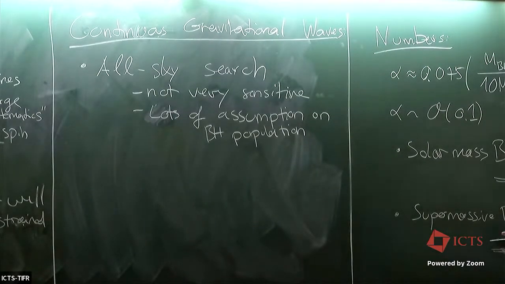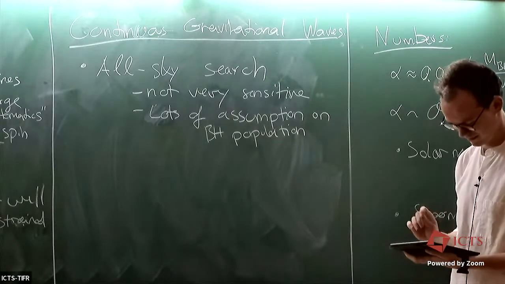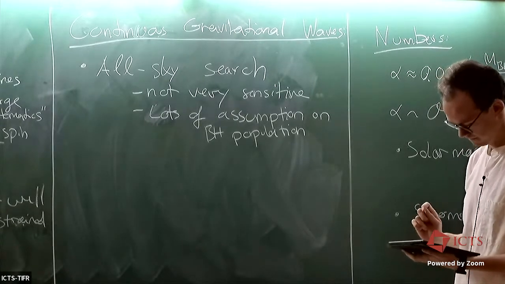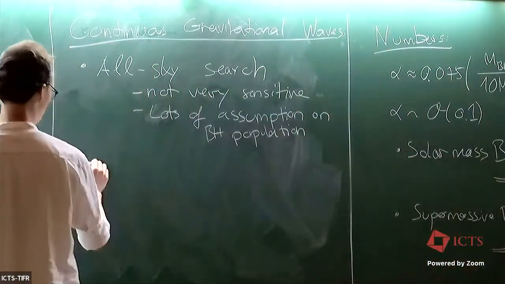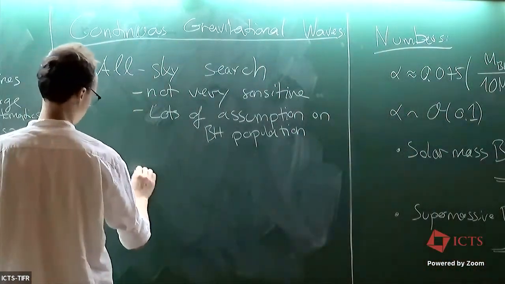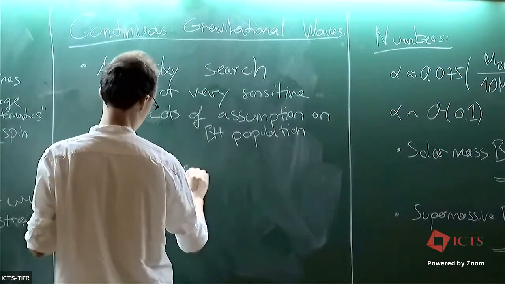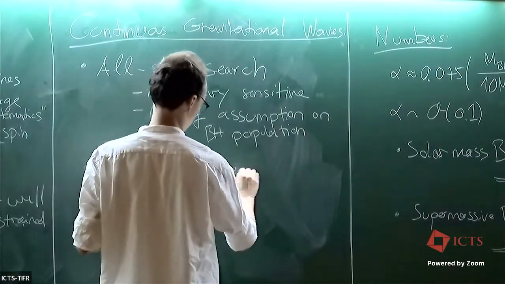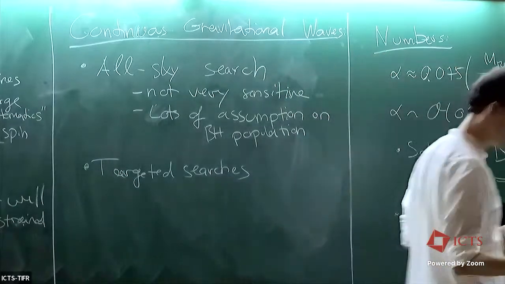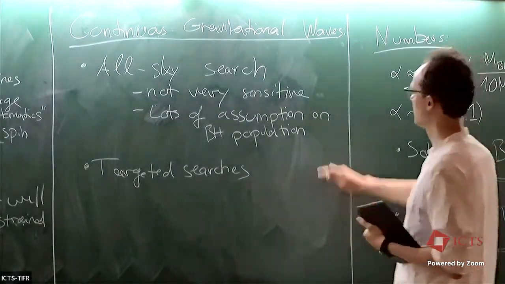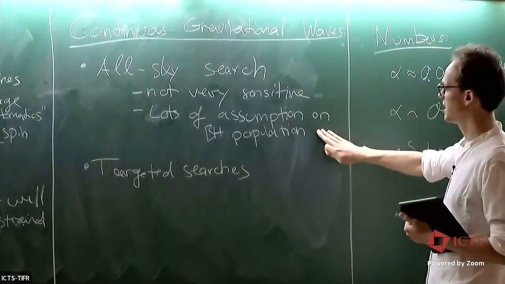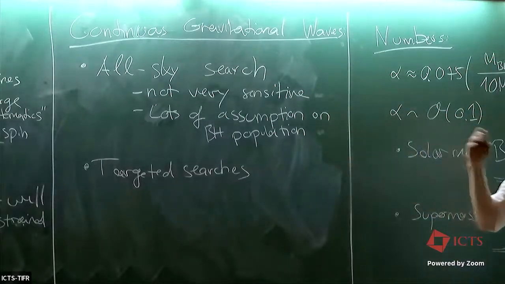So basically, that's not the optimal way to do this. Then we have targeted searches. As I was already mentioning, if we know where to look, we can do much better. We can't just do much better in terms of sensitivity, we can also do much better in terms of knowledge of what we're looking at, right?